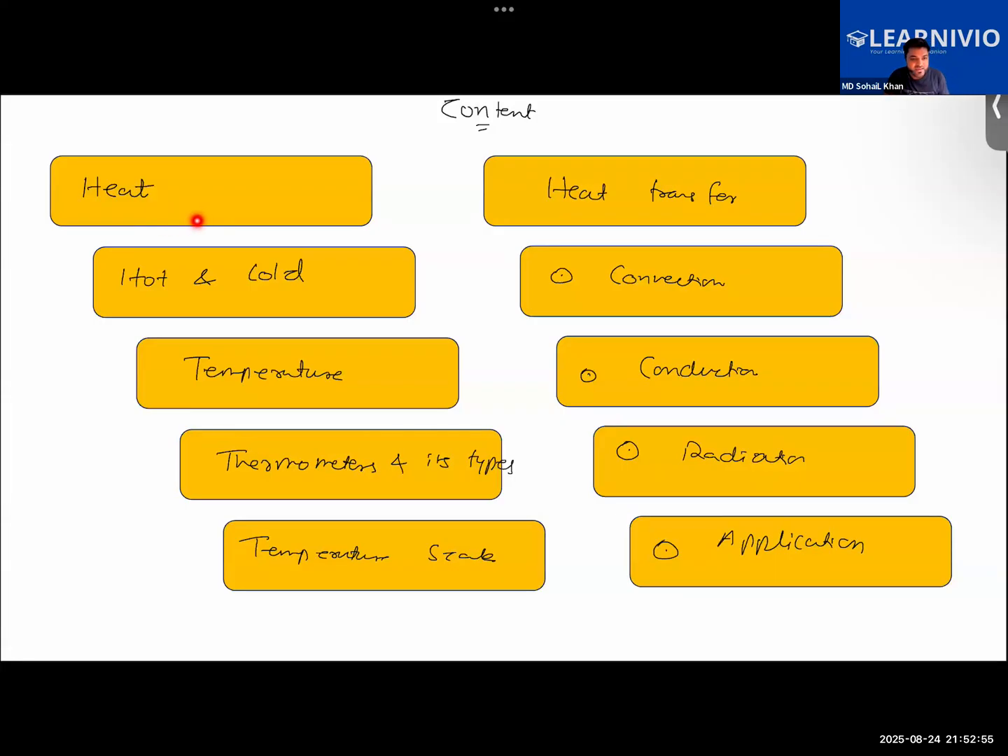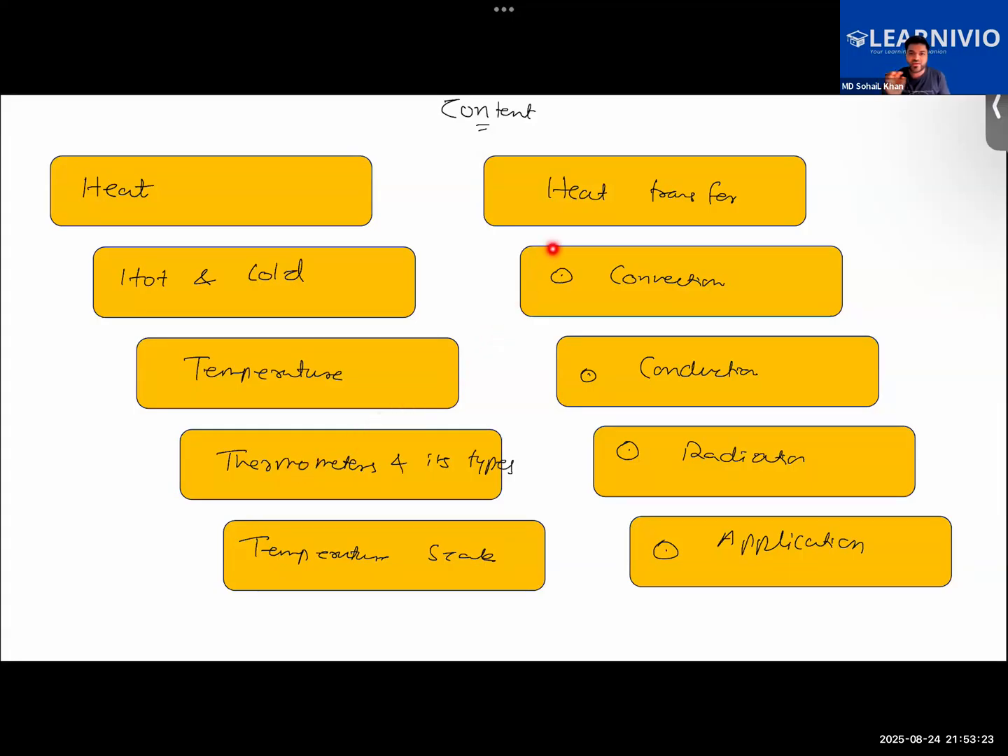So we had learned about heat. We have learned about hot and cold objects, temperature. How do we measure temperature? That is measured with the help of thermometers, and there are different types of thermometers based on the purpose they are being used for, whether it is to measure the temperature of the body or some chemical substances, or to measure the temperature of the atmosphere, take the data from the atmosphere.